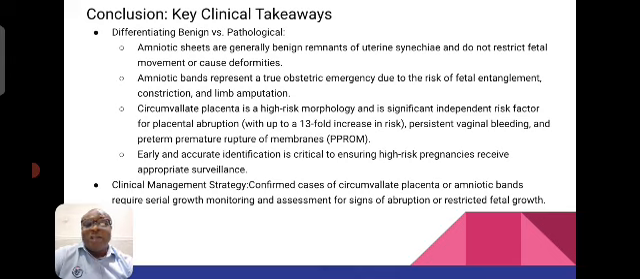So, what do we do? What's the clinical management strategy? Confirmed cases of circumvallate placenta or amniotic bands require serial growth monitoring and assessment for signs of abruption and of restricted fetal growth, so that the appropriate specialists, fetal maternal specialists, can do the needful to preserve the pregnancy. And then in situations where harm has already been done, amputation has occurred, or complications set in, immediate postnatal management can be instituted.